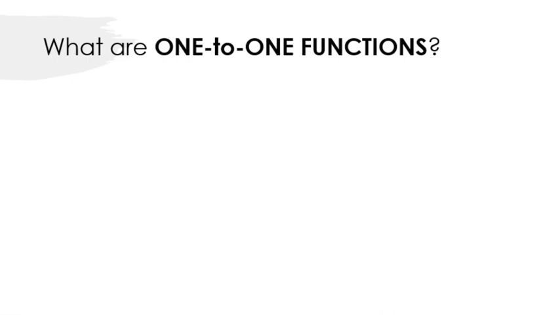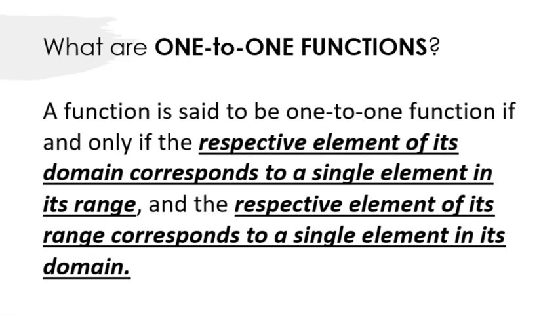So, what are one-to-one functions? A function is said to be one-to-one if and only if the respective element of its domain corresponds to a single element in its range, and the respective element of its range corresponds to a single element in its domain.